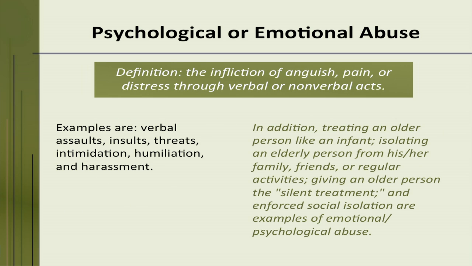So we also have psychological and emotional abuse, and this is the infliction of anguish, pain, or distress through verbal or nonverbal acts. And this is usually by someone, as we mentioned, in a trusting relationship with the older adult, and they may use verbal assaults, they may insult them, threaten them, intimidate them, humiliate them, harass them. And these things have deleterious effects on the older adult in the sense that a lot of our older adults have reduced psychological and physiological reserves to be able to handle these insults, which could lead to a cascade of events leading to worse health, poor quality of life, and even mortality, which is what we'll talk about later in this presentation.